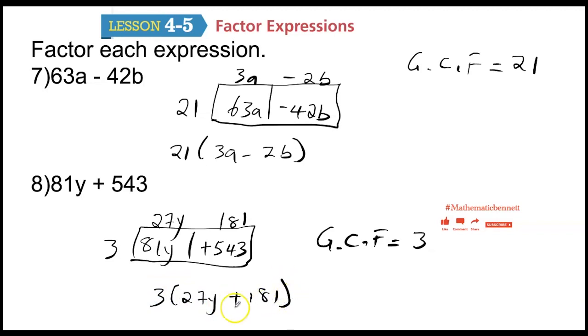Remember, we can check our answer by multiplying or expanding the parentheses. So 3 times 27y would give us 81y. 3 times 181 would give us 543.